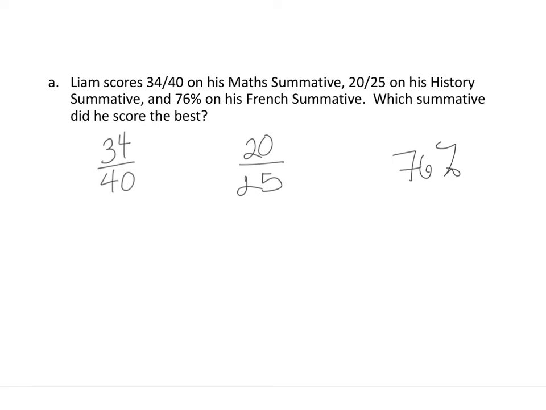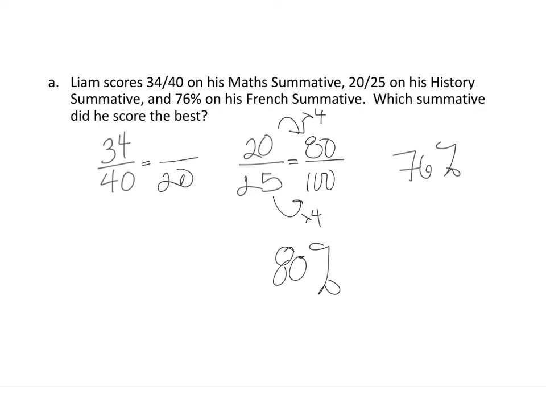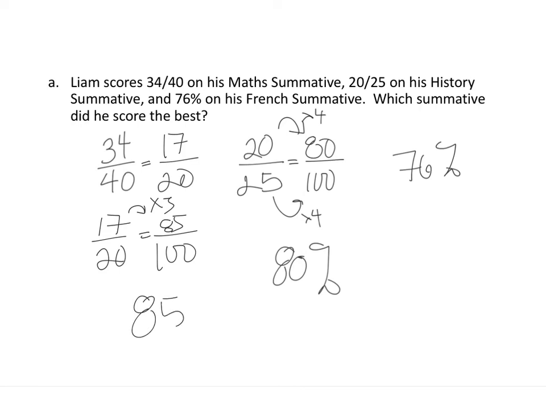There are many ways to do it. I'm going to convert these all to percentages. 20 out of 25 is the same as 80 out of 100, because I multiplied by 4, since I needed 100 in order to make my percentage. This is 80%. Now 34 out of 40: you can't get straight to 100, but I'm going to simplify this and make it out of 20. So 34 divided by 2 is 17. Now I want to make 17 out of 20 into a percentage, so I'm going to turn this out of 100. That means I multiply by 5, which gives me 85 out of 100, the same as saying 85%.